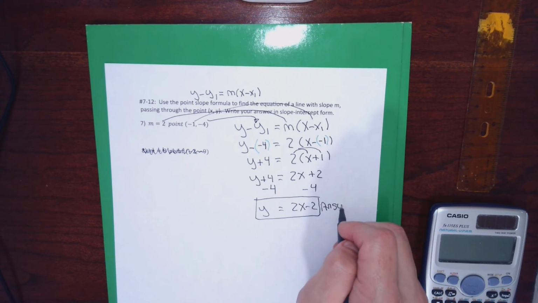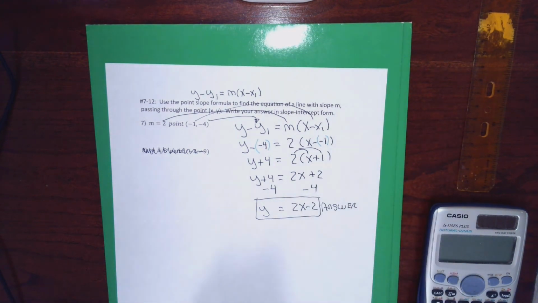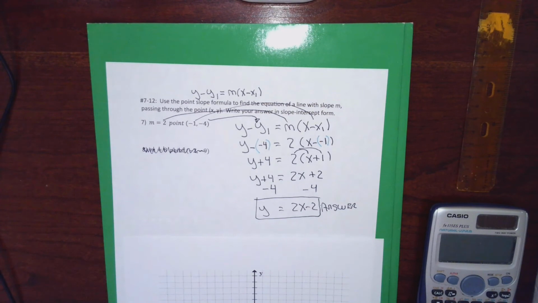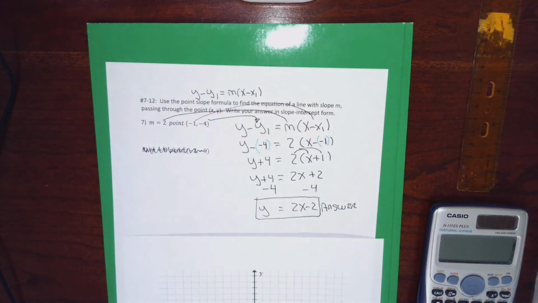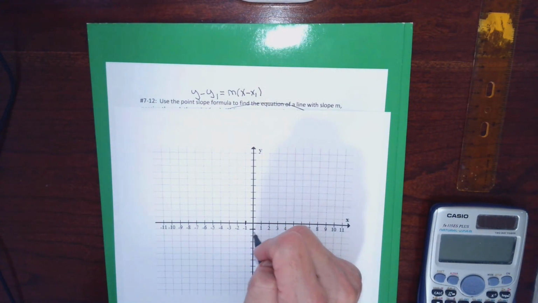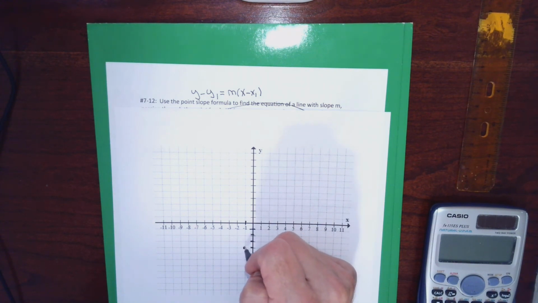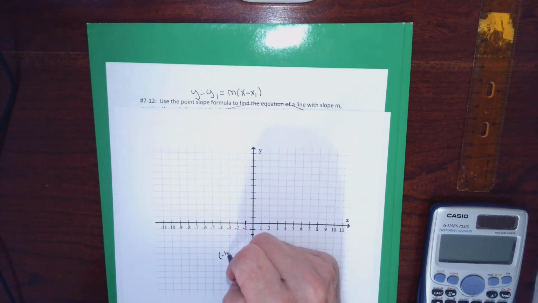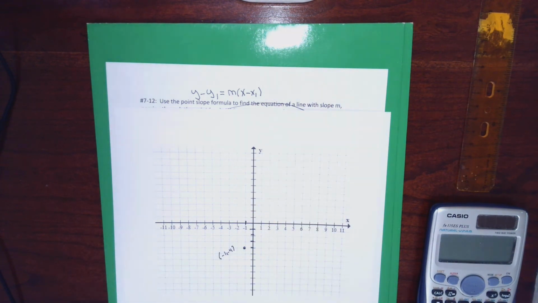and I'll check this, but this will be probably the last problem I check. I need more graph paper. So to check this, what should happen is that my line should go through the point -1, -4. So on my graph, I'm going to show the point -1 for x, -4 for y. And if my graph goes through that point, because I know I have the slope right, I should be good. I am good.